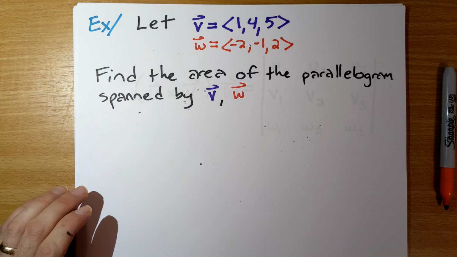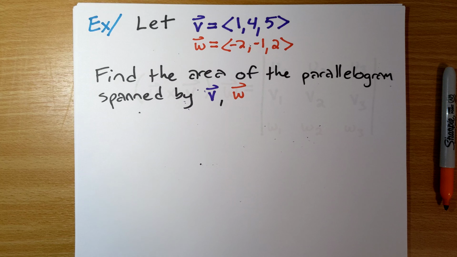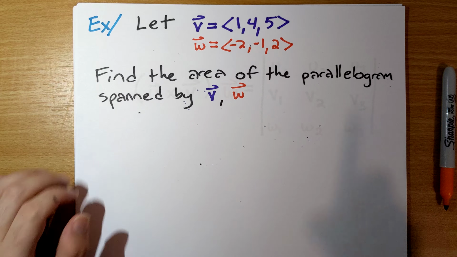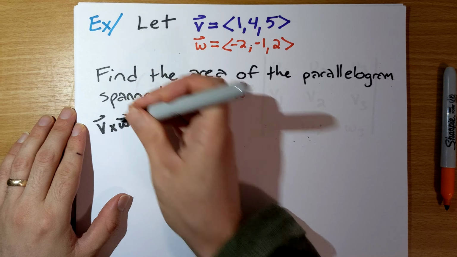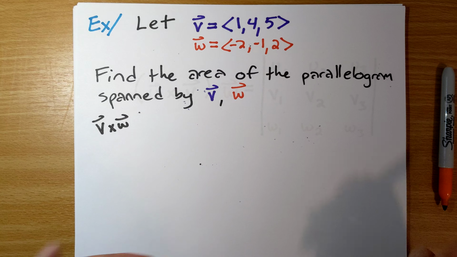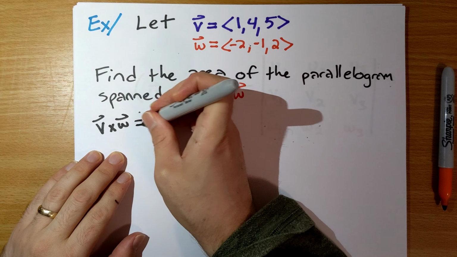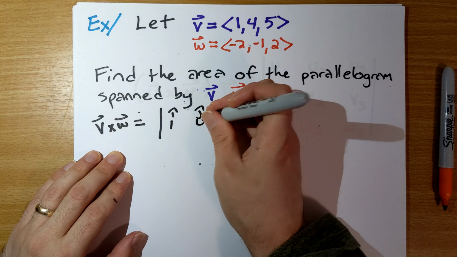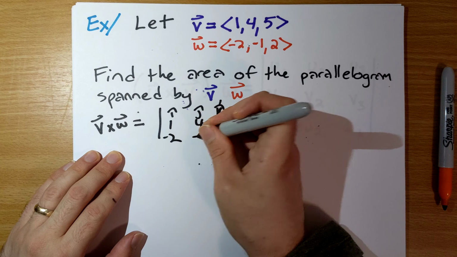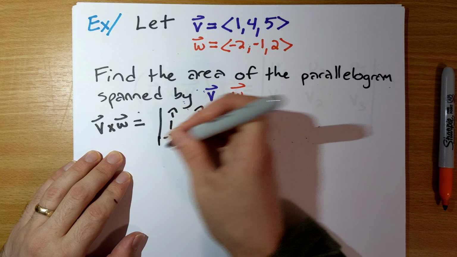Okay, so let's see an example of this. Let v be the vector 1, 4, 5. Let w be the vector -2, -1, 2. Find the area of the parallelogram spanned by those two vectors. So we know all we have to do is take the cross product of v and w and take the length of that. So i hat, j hat, k hat, 1, 4, 5, -2, -1, 2.